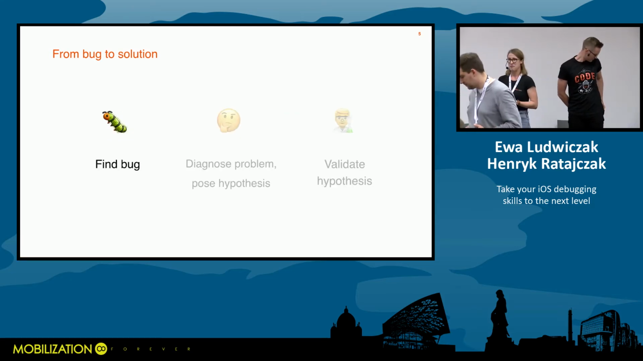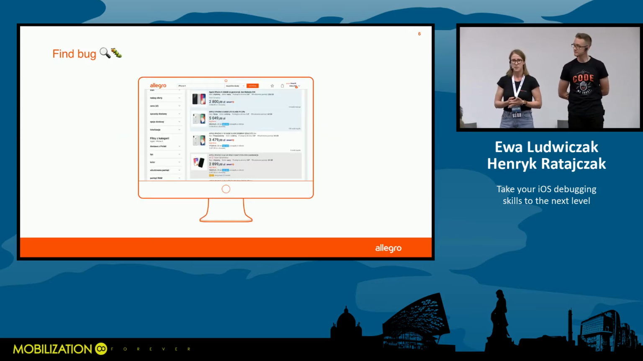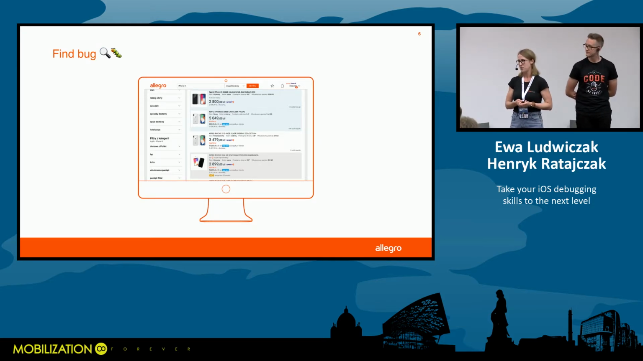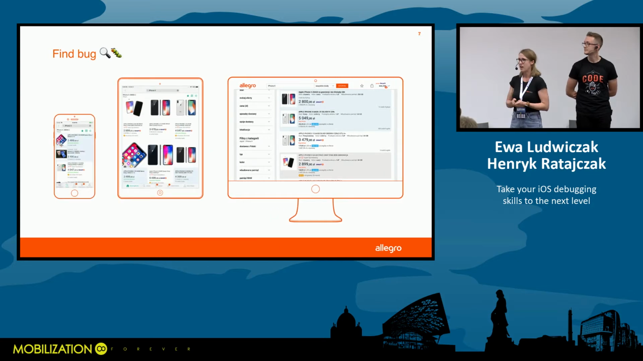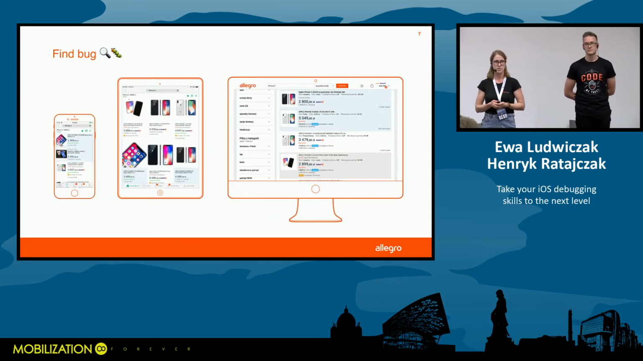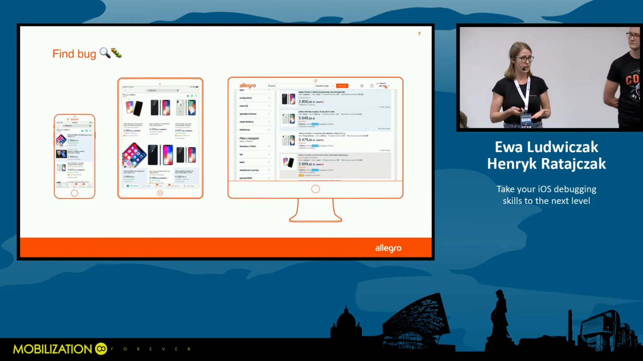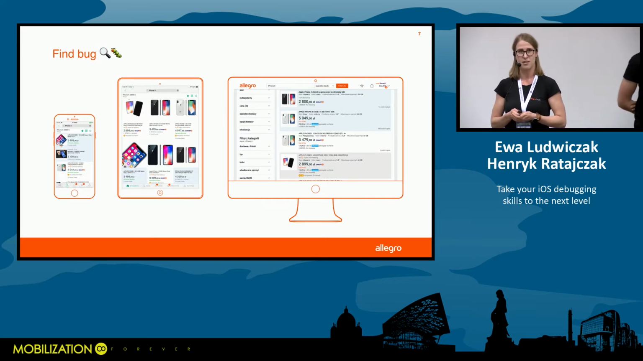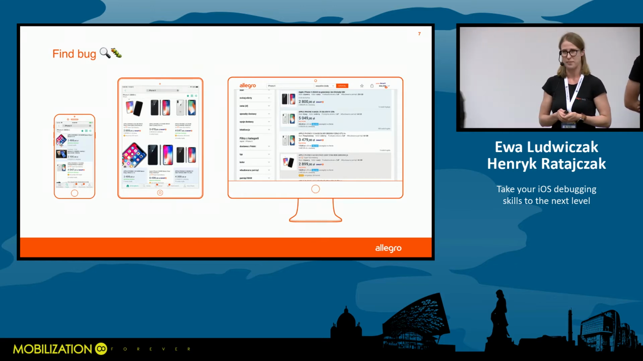Okay, so let's start with finding some bugs. Allegro was started in the year 2000, and it was a web page where you could buy and sell goods. And the web channel was the main one for a really long time. But already 3 years ago, Google announced that more than half of Google searches come from mobile devices. And this trend is reflected also in Allegro. But as developers, we shouldn't care whether the user prefers an Android phone, iPad, or desktop. We should rather focus on good quality and user experience on any device the user prefers.